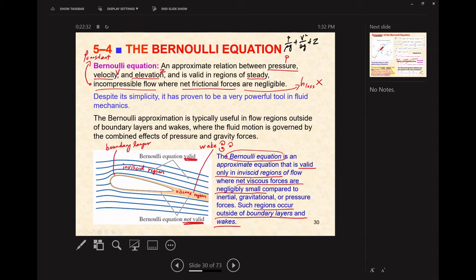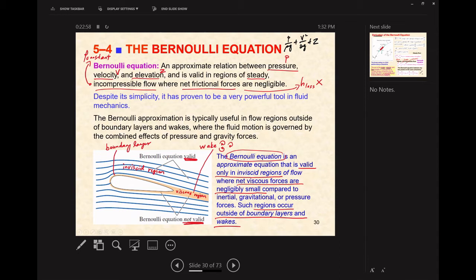Despite its simplicity, it has proven to be a very powerful tool in fluid mechanics. We have used this form of equation in many previous examples, so you can see that it is quite powerful. The Bernoulli approximation is typically useful in regions outside of boundary layers and wakes.